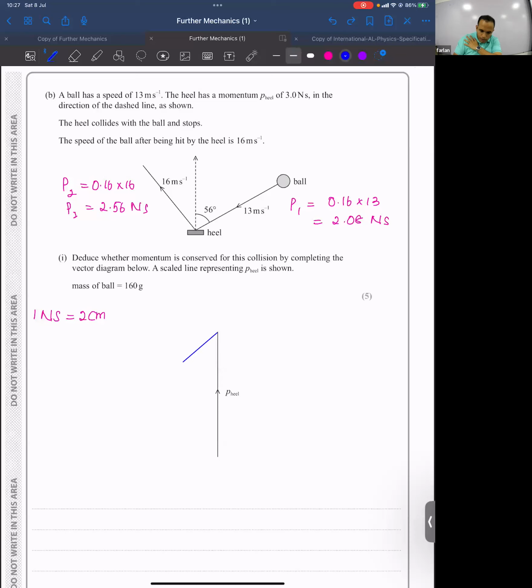At 56 degrees, I'll draw a length of 2.08 Newton seconds. How many centimeters will that be, guys? 2.08 Newton seconds will be 4.16 centimeters. So, exactly at an angle of 56 degrees, I will draw a line of 4.16 centimeters.